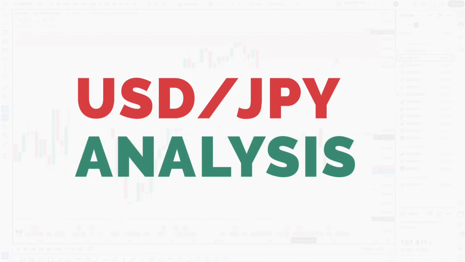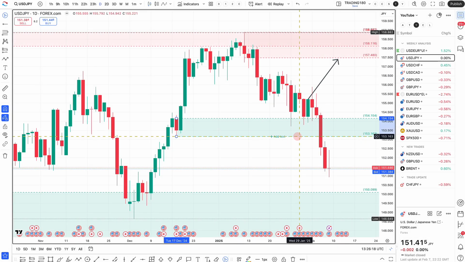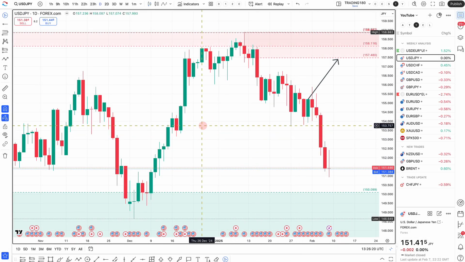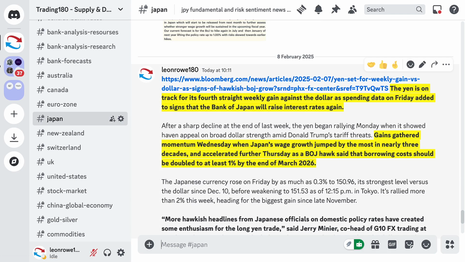Looking at the dollar yen, the yen has really increased in strength and appreciation over the past week or two, and it's really based on a hawkish Bank of Japan. It says here the yen is on track for its fourth straight weekly gain against the dollar, as spending data on Friday added to signs that the Bank of Japan will raise rates again.